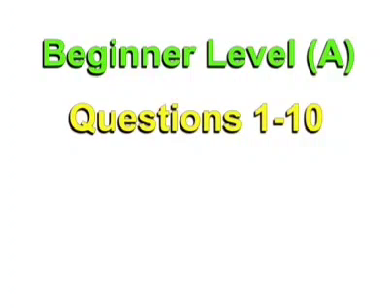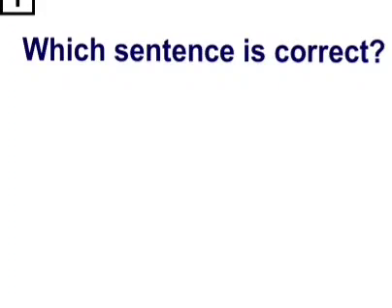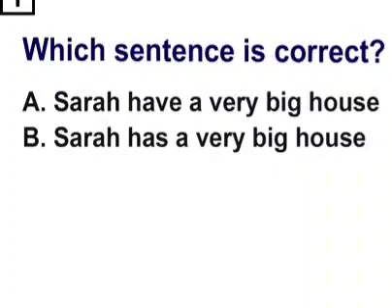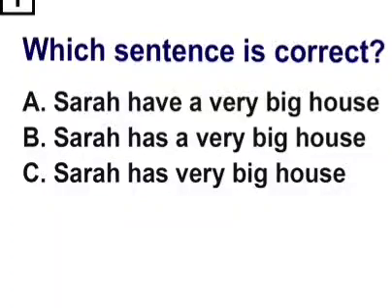For the beginner level, the A level, which sentence is correct? A: Sarah have a very big house. B: Sarah has a very big house. C: Sarah has very big house.